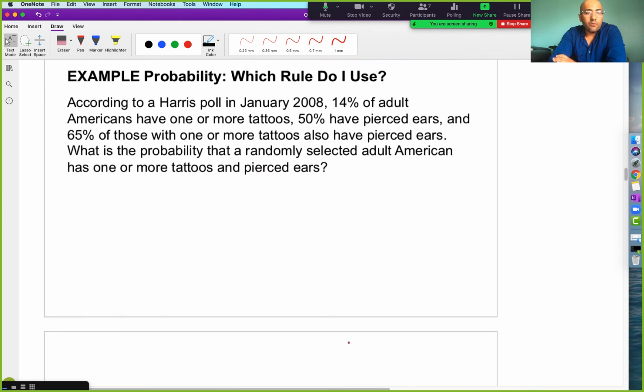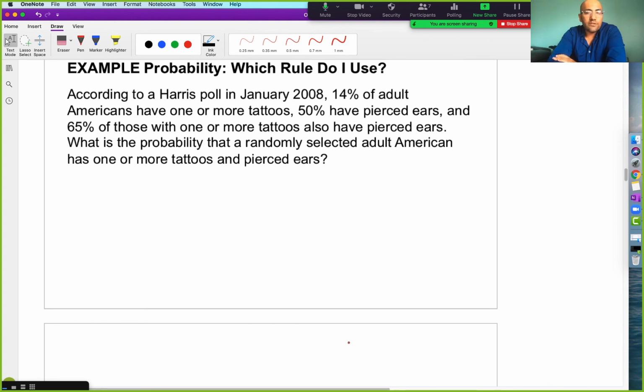Okay, here's another example. According to a Harris poll in January 2008, 14% of adult Americans had 1 or more tattoos. 50% have pierced ears, and 65% of those with one or more tattoos also have pierced ears. What is the probability that a randomly selected adult American has one or more tattoos and pierced ears?